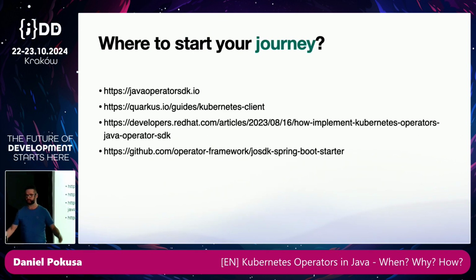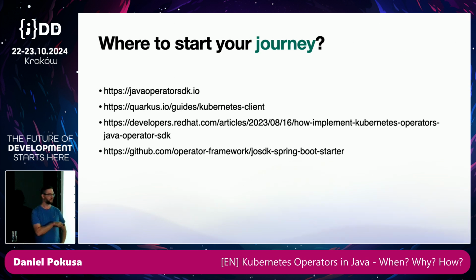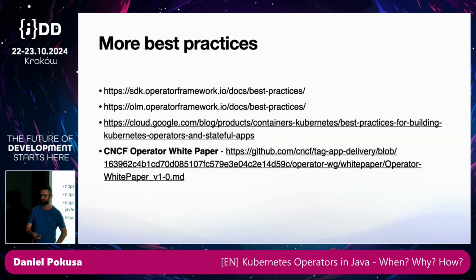Where to start your journey? You can go with the Java Operator SDK. You can go to the Quarkus Kubernetes client. And a little bit more: Spring Boot also has a Java Operator SDK starter. I don't like it too much, it's a little bit difficult. But Quarkus has a great Quarkus operator framework. It just works, it's lovely, it's simple, and it's easily compiled to GraalVM, so you already have that built in.